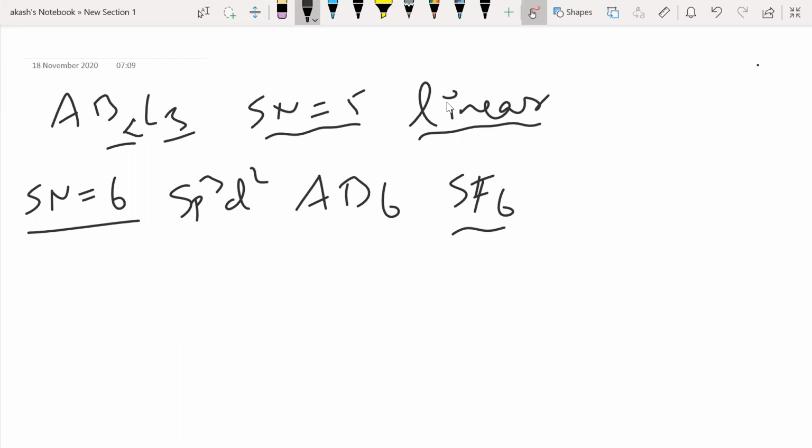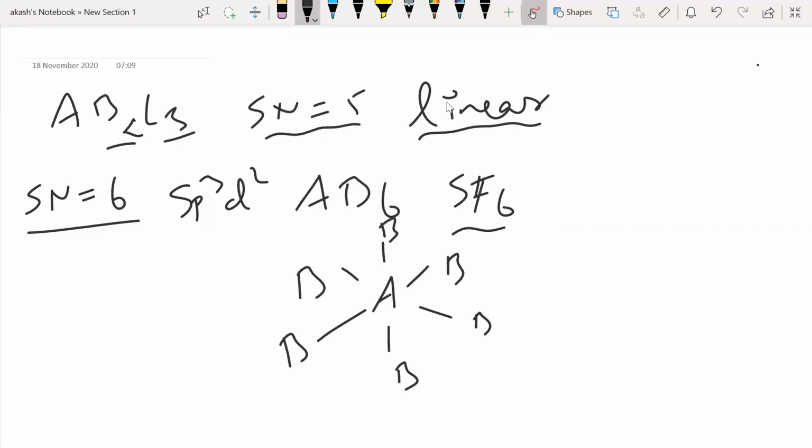Now, what is the geometry? Octahedral. The geometry is going to be octahedral. So this is how it looks: bonding atom, bonding atom, bonding atom, B, B, B. Maybe my drawing makes it look like the bond lengths are different, but all the bond lengths are the same. I can just draw it again if you want.